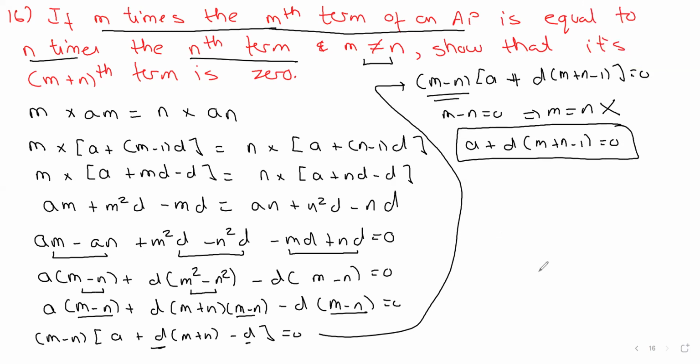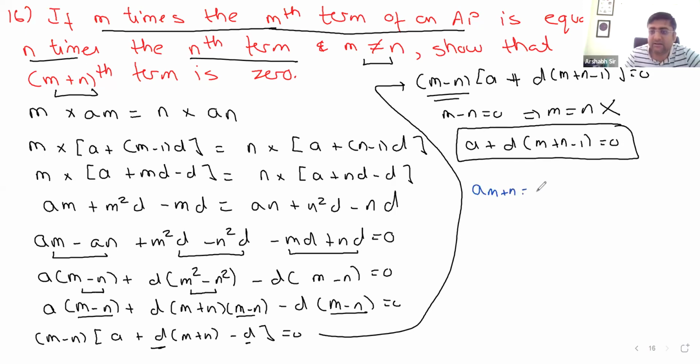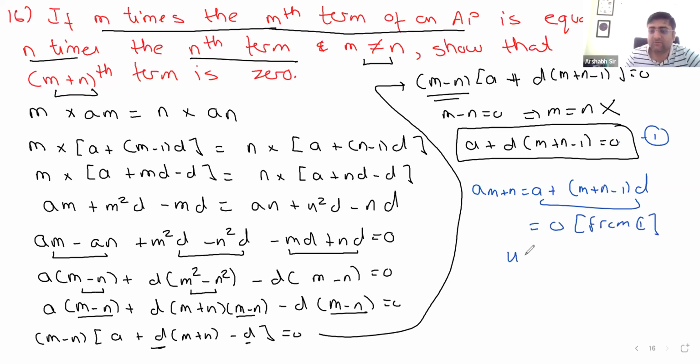अब हमें निकालना क्या है? m plus n term निकालना है ना. So we have a m plus n is a plus m plus n minus 1 into d. ये वैल्यू क्या दी हुई मुझे? 0 from 1. Proved, done. Hence proved. Any doubt? Yes or no? आया समझ में? Yes, sir. ठीक है, make a note.